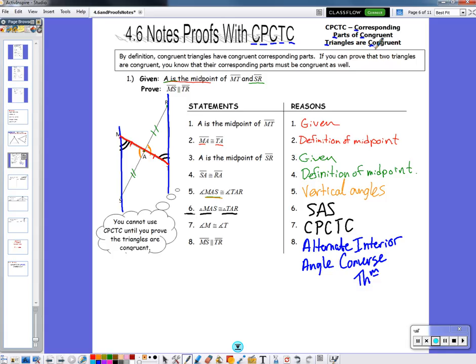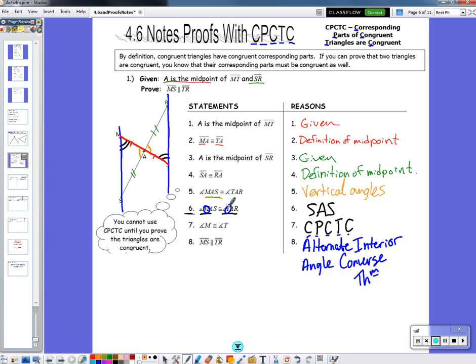Okay? When you write CPCTC on your proof, what you're saying is, because the previous statement stated that the two triangles are congruent, and we went through the processes 1 through 6 we've done before in terms of proving two triangles are congruent. But once I say that those two triangles are congruent to each other, then I can say all of its corresponding parts, meaning angle M matches with angle T, and since angle M is congruent to angle T and they're corresponding, they have to be congruent to each other by CPCTC.